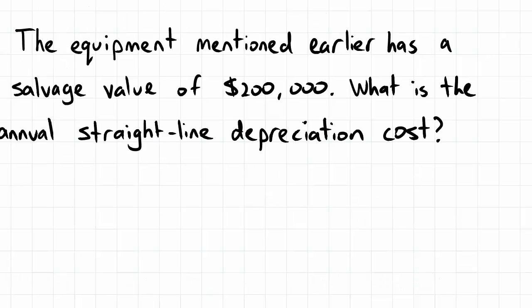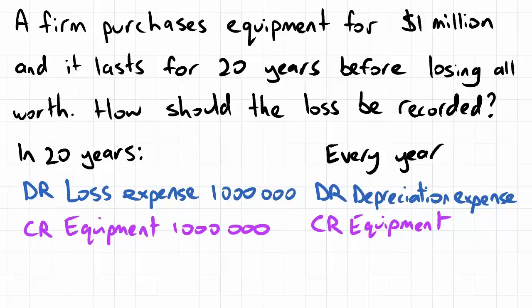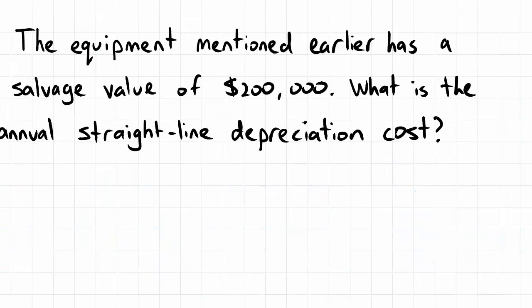So to finish up, we'll just have a look at an example. So looking at the equipment we mentioned earlier, we purchase equipment for $1 million and it lasts for 20 years, but instead of saying it becomes worthless at the end, we assume that it has a salvage value of $200,000. Using the straight line method, what would be the annual cost?